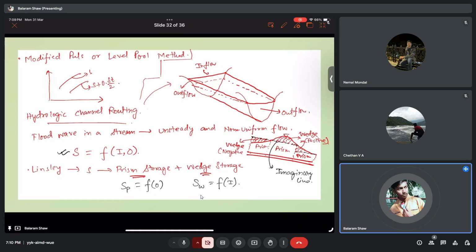So generally, how do we consider this storage? The storage is written in a general expression where S is considered as S = [X (B I / A)^(M/N) + (1 - X)(B O / A)^(M/N)], where X is the weighing factor, I is the inflow and O is the outflow. Okay, so this is a general expression where A and B are constants, and X is the weighing factor.